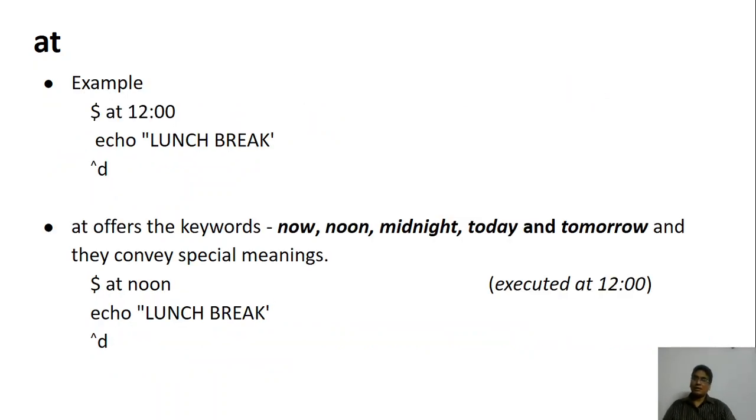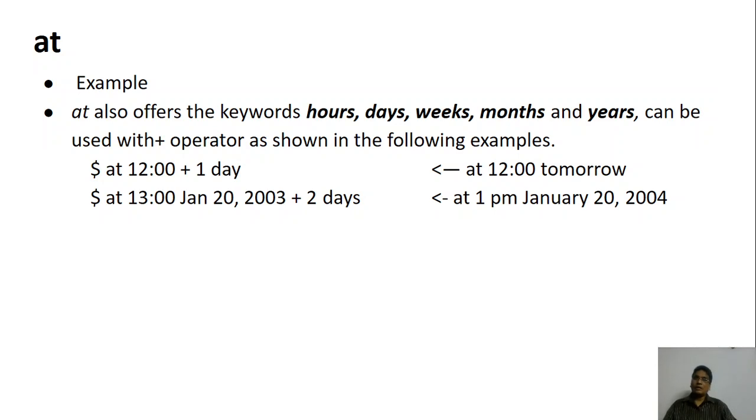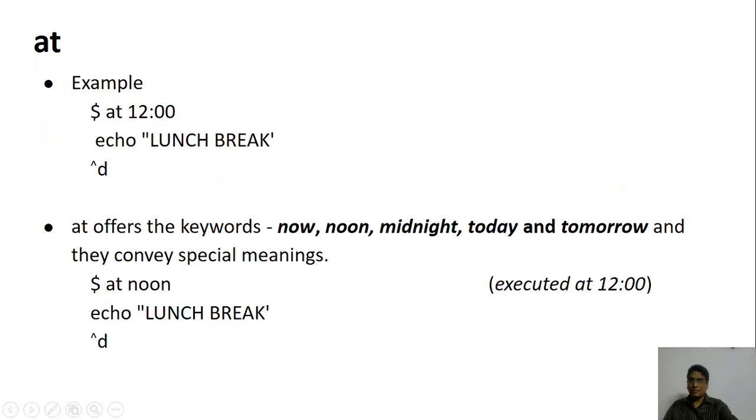So for example, at 12 o'clock you can say lunch break, and it will automatically execute that thing. There are other things that the at command can do. I can say execute it now, or execute at noon, that is 12 o'clock, at midnight, today, tomorrow. These are the keywords that you can use. For example, at noon, type it. So exactly at 12 o'clock it will run it.